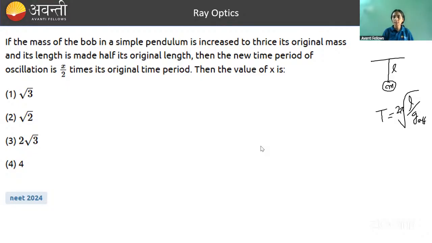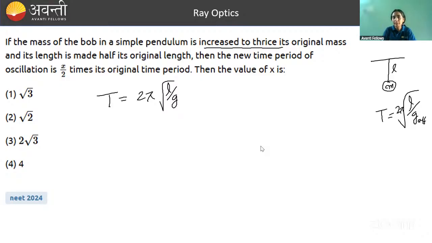Anyone who got the answer? Nobody? You just need to put in the formula. Please put it. What is the time period initially? Time period initially will be 2 pi root under L by G. What is happening finally? It's, I mean, if the mass of Bob in a simple pendulum is increased to thrice its original mass, but time period is not depending on mass. It is independent of mass, right? So with mass changing, time period will not change.